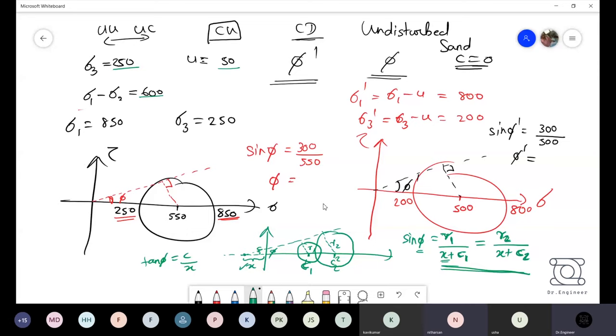No, we are correct. Oh, but in the CU test, the second condition is U. Oh, we are doing it in the correct manner. Okay.